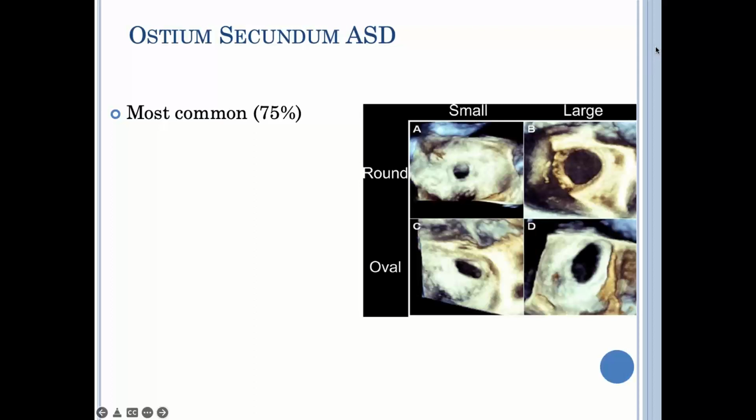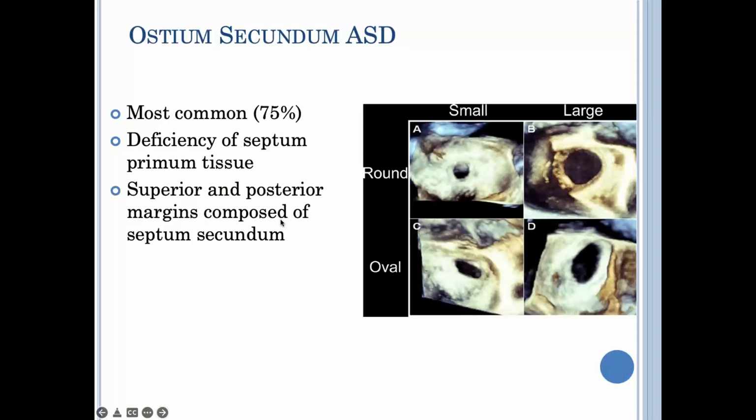So I'll start talking about some of the specific types of ASDs. The most common is ostium secundum ASD. It happens in about 70 to 75% of the patients. It can have various sizes and shapes, and it essentially is a deficiency in the septum primum tissue.